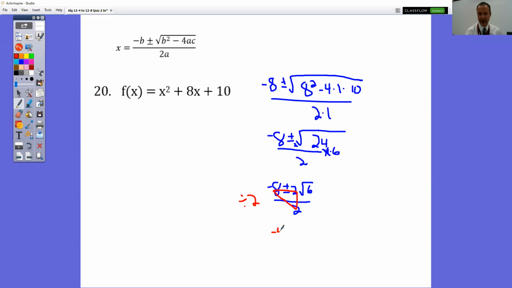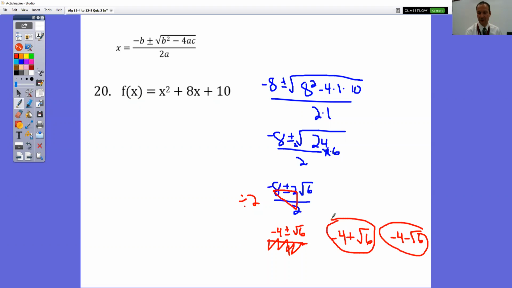-8 divided by 2 is -4. 2 divided by 2 is just 1. So this would just become a radical 6. If you put 1 radical 6, it would not be wrong. And that's all over 1. Now, technically, the all over 1, you don't need the over 1 because it's over 1. But if it was over 2 or 3 or something like that, you would need to put that. So our answer is, when we split it, it would be -4 plus radical 6 and -4 minus radical 6. These would be our two answers. You could put the whole thing over 1 if you wanted to as well, and it would not be wrong.